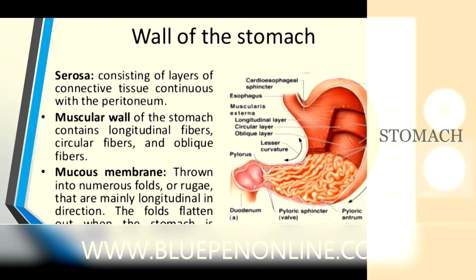Serosa is the connective tissue layer which is continuous with the peritoneum. And next is the muscular wall. The muscular wall contains longitudinal fibers, circular fibers and oblique fibers. And next is the mucous membrane. The mucous membrane is folded, forming some rugae. Here you can see the rugae. Did you see the rugae here?